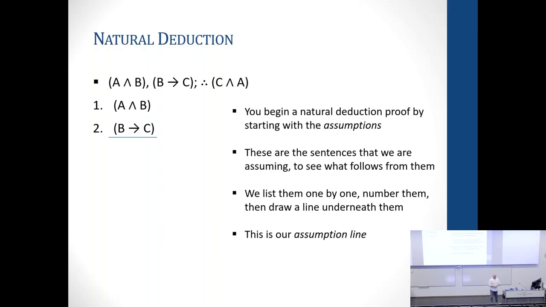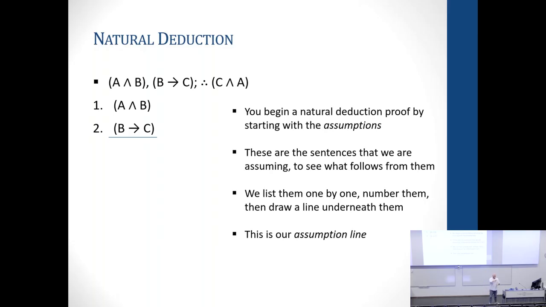This horizontal line underneath we can call our assumption line. Everything above the assumption line we are taking for given, right? We're taking it to be true for the sake of this proof. We don't care if it is true or false, we're just taking it as our premises for what we're going to do. Everything below the line is going to be derived or an additional assumption.